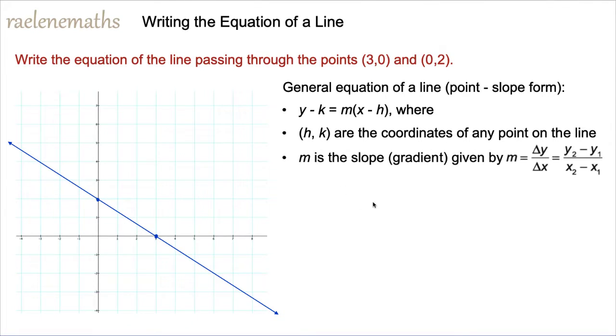We also know that m represents the slope or the gradient, and it's given by the formula delta y over delta x, which is (y2 minus y1) over (x2 minus x1). I will designate the first point, (3, 0), as (x1, y1), and the second point as (x2, y2). So first I will calculate the gradient using that formula. So y2 of 2 minus y1 of 0 divided by x2 of 0 minus x1 of 3 gives a gradient of negative 2/3. This is the same as a gradient of positive 2 over negative 3.